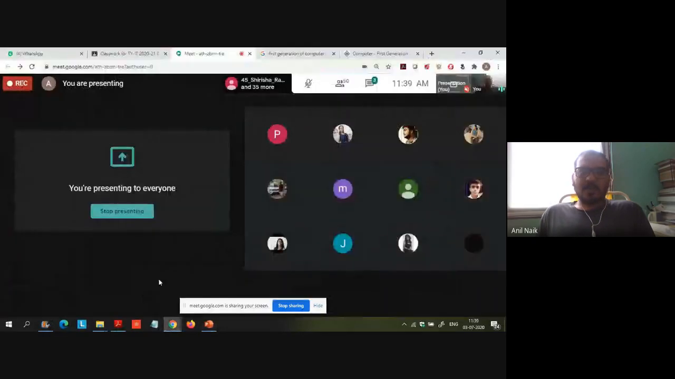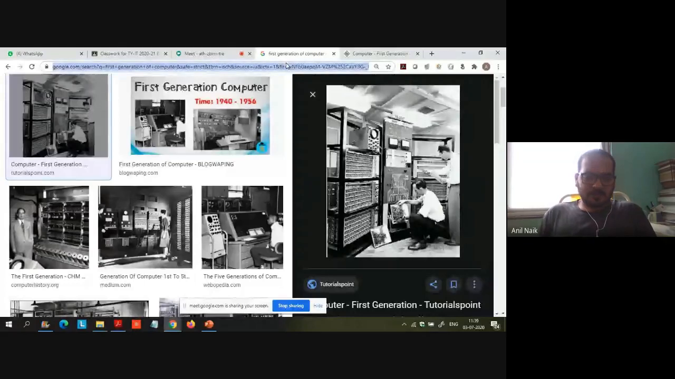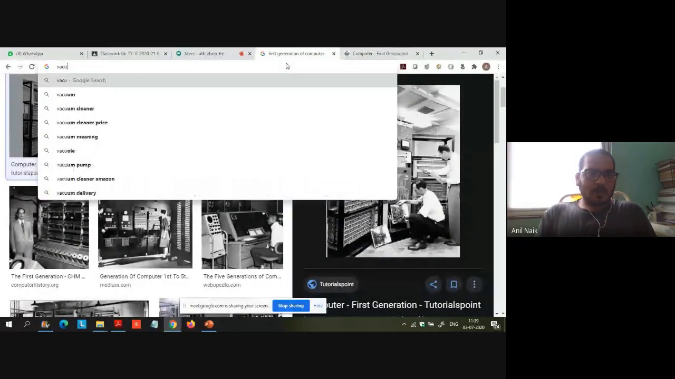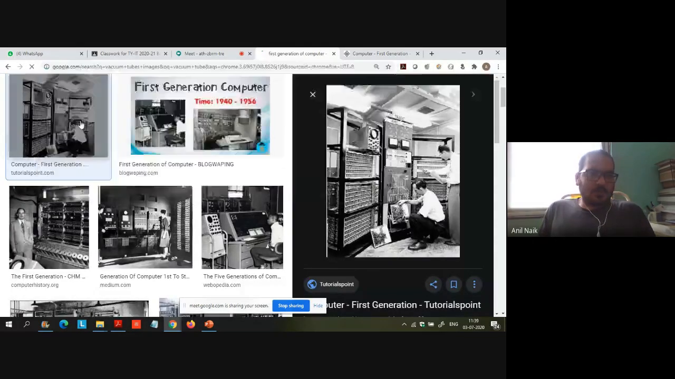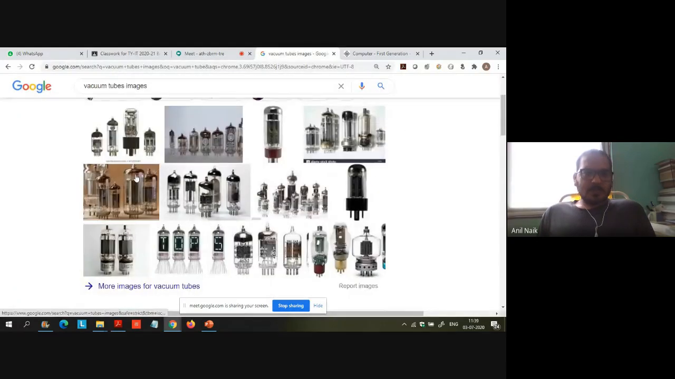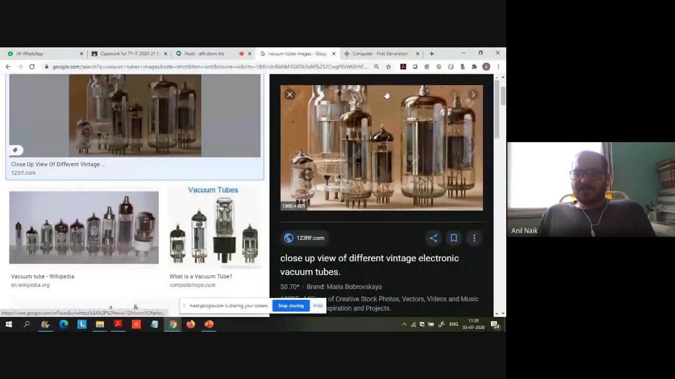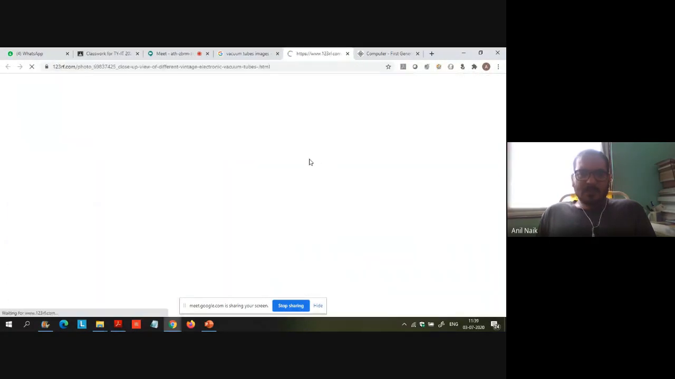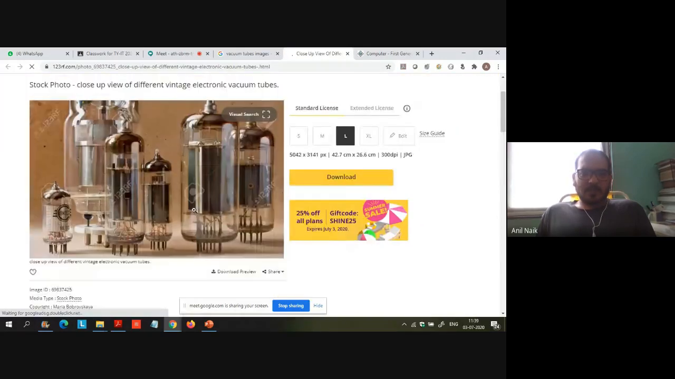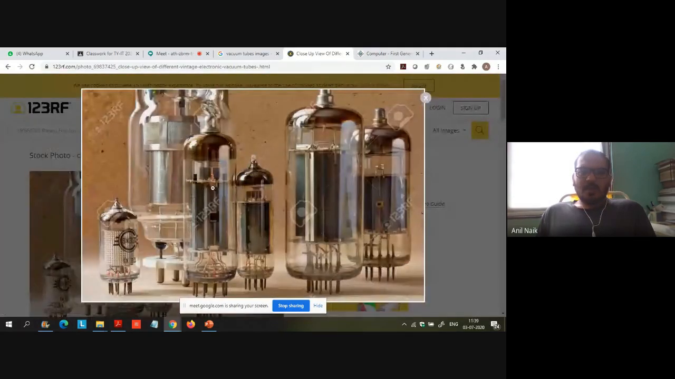Here I will show the vacuum tubes. So the first generation computers had these vacuum tubes. Yes guys, is it visible? Say, anyone, yes.